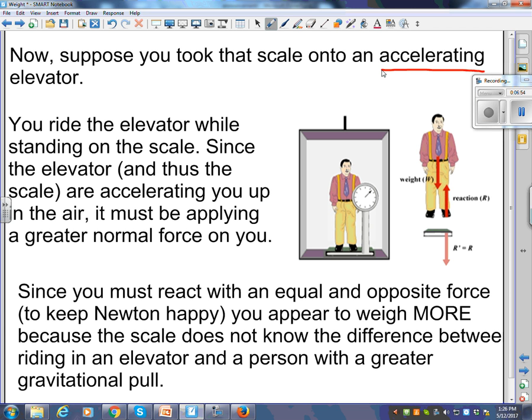Who's been on the elevator at, say, the CN Tower? I got stuck in the elevator. Okay. Good time. Who's been on the elevator here at school? That thing is sketchy. It is a little bit scary. Is it accelerating, Olivia? Does it ever accelerate?